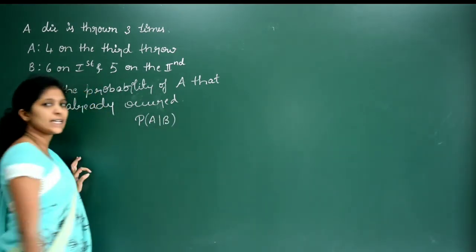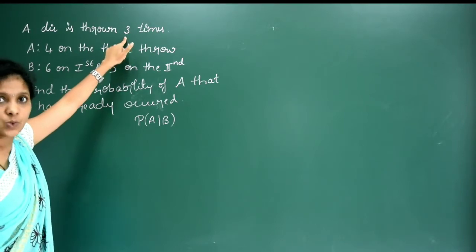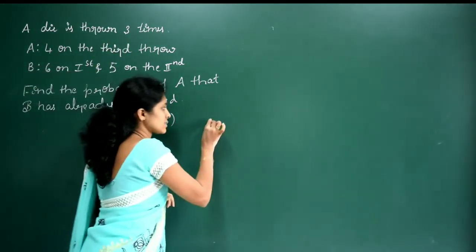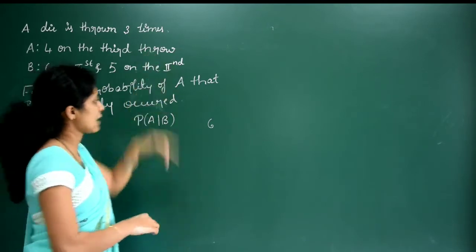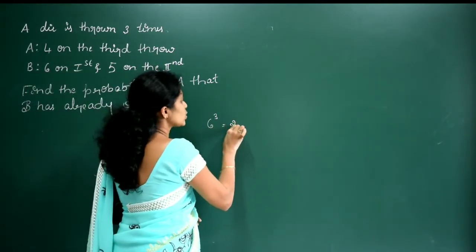Now can you say how many elements will be there in the sample space? The die is thrown 3 times. So the total number of outcomes for each throw is 6. Right? It is thrown 3 times, so it will be equal to 6 cube. Right? 6 cube is equal to 216.